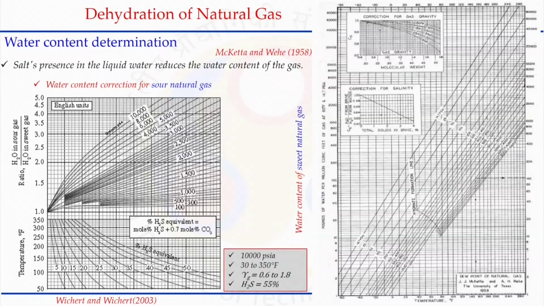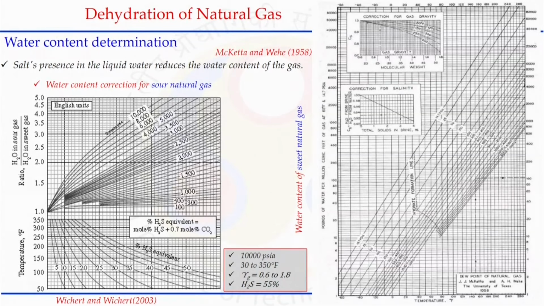When it comes to determining how much water content is there, either we can read certain published chart data available in the literature, or we can use an established mathematical procedure to calculate it. Here I am showing again the McKetta and Wehe graph, for sweet gas, meaning gas which is not having any sour components in it, like H2S and SO2 primarily.